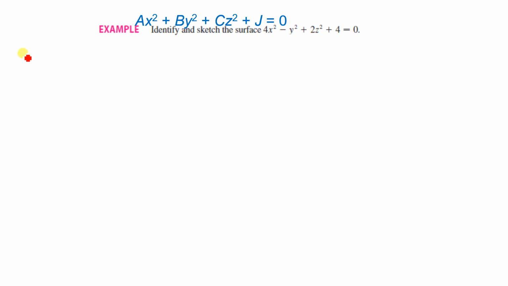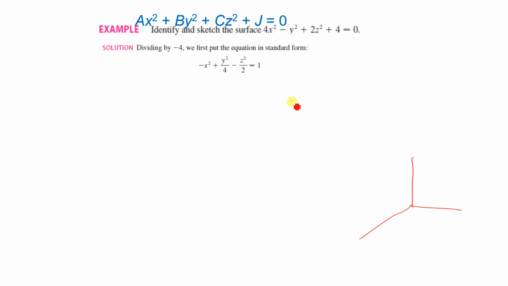So first of all, convert this into this form: x square over a square plus or minus y square over b square plus or minus z square over c square is equal to 1. In order to make the right side 1, bring this 4 towards the right-hand side and divide the equation by negative 4. So we have this equation: negative x square plus y square over 4 minus z square over 2 is equal to 1. Now in this case, you can see that it has two negative terms, right? So it should be a hyperboloid of two sheets.